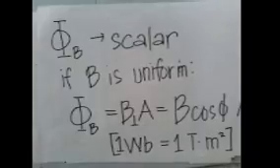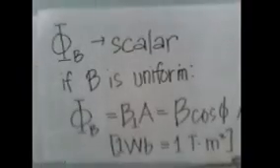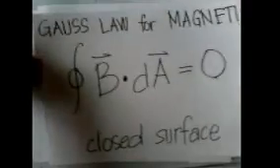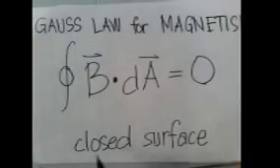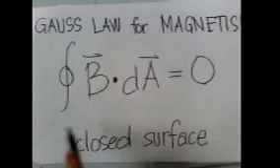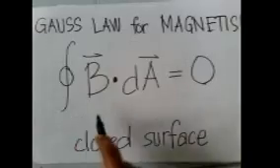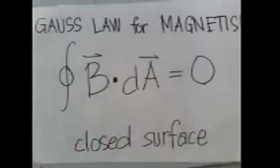The total magnetic flux through a closed surface is always 0. This is the Gauss law for magnetism. In every closed surface, the total magnetic flux is always 0. In Gauss law for electricity, the total electric flux through a closed surface is proportional to the total electric charge enclosed by the surface.